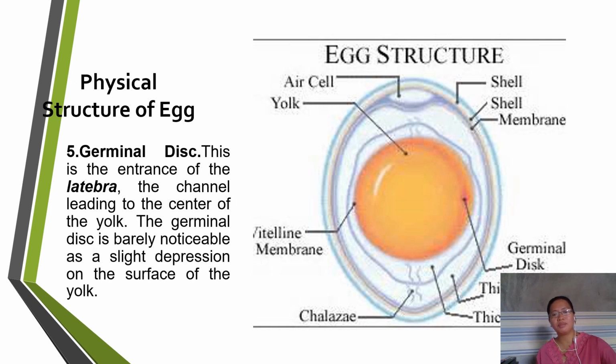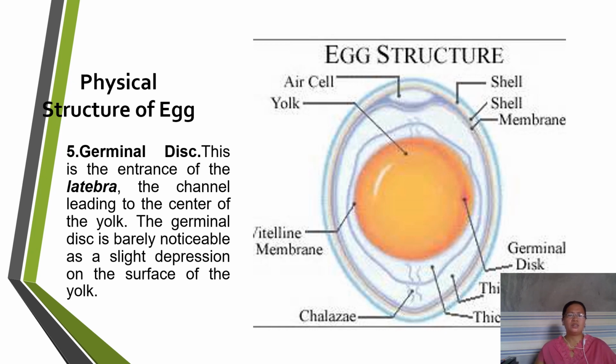Next, we have the germinal disc. Ayan. This is the entrance of the latebra, the channel leading to the center of the yolk. The germinal disc is barely noticeable as a slight depression on the surface of the yolk. So, makikita nyo dyan sa picture, ang germinal disc ay nandoon na sa egg yolk na part. It's the entrance of the latebra, the channel leading to the center of the yolk.